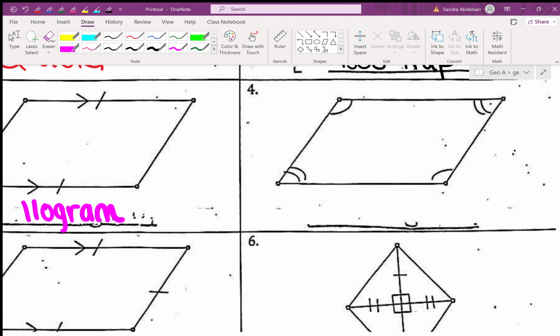All right, number 4, what do you all think? It is a parallelogram. There's nothing extra special about it, right? Nothing extra special about it. So it is just a parallelogram, both pairs of opposite angles congruent.